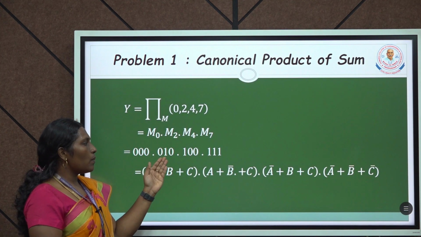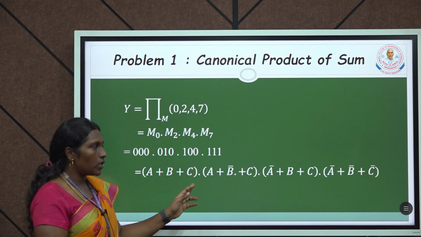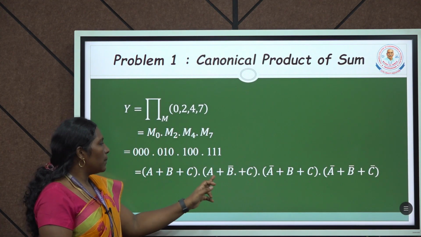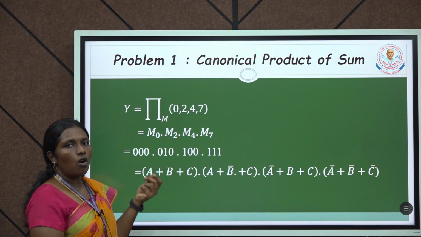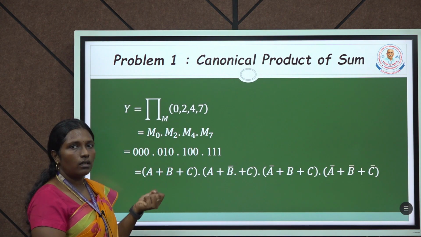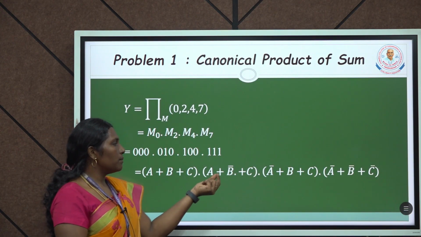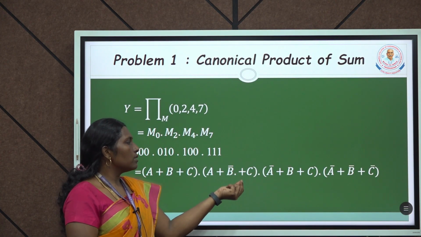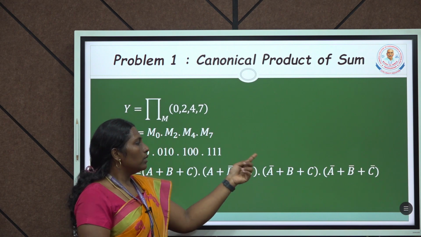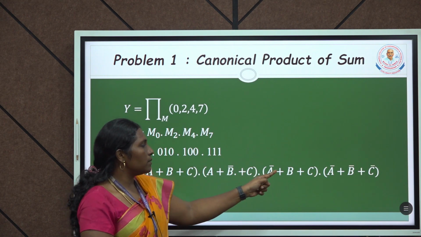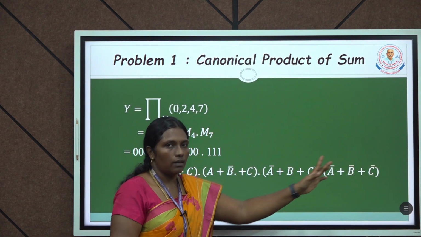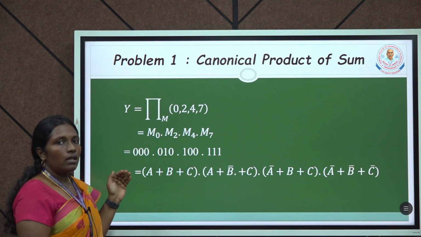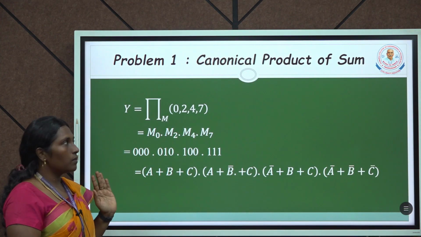Then for 0, 1, 0, the max term is, separated by the dot operation, A plus B bar plus C. As I already said, the one is written in a complemented form. Then dot A bar plus B plus C, dot A bar plus B bar plus C. This is how we expand and write the max terms.